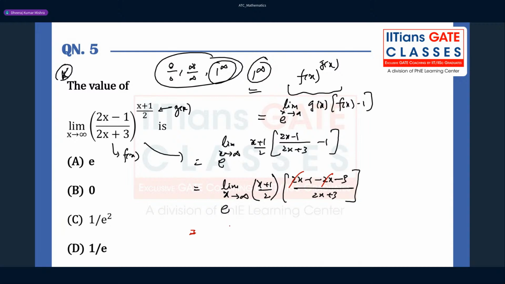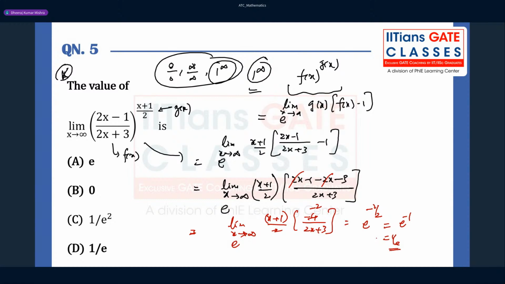So you can write this as limit x tending to infinity, e raised to power x by 2 times minus 4 by (2x plus 3). Now you can take x common, and also cancel this by minus 2. Put x equal to infinity here, and you will get e raised to power minus 2 by 2, which is nothing but e raised to power minus 1, which is nothing but 1 by e.